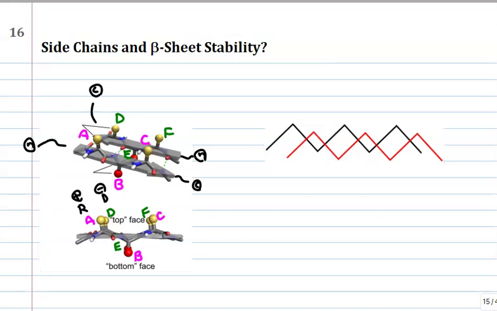We were talking about beta sheets, and we showed an example here in class of an anti-parallel beta sheet. Our bottom line was, when it comes to side chains and the stability of a beta sheet, we really have to consider inter-strand side chain interactions.